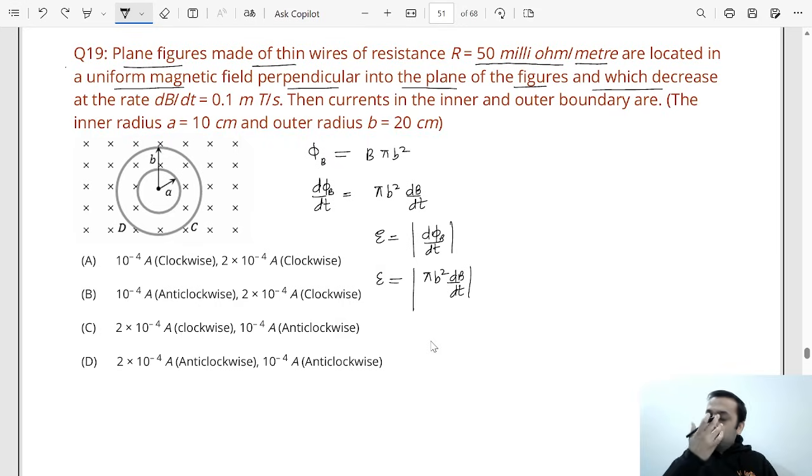For the polarity, remember Lenz's law. Lenz's law says that you have to keep your thumb in the direction of decreasing flux. Now look, the magnetic field is decreasing inside. That means you have to keep your thumb within.